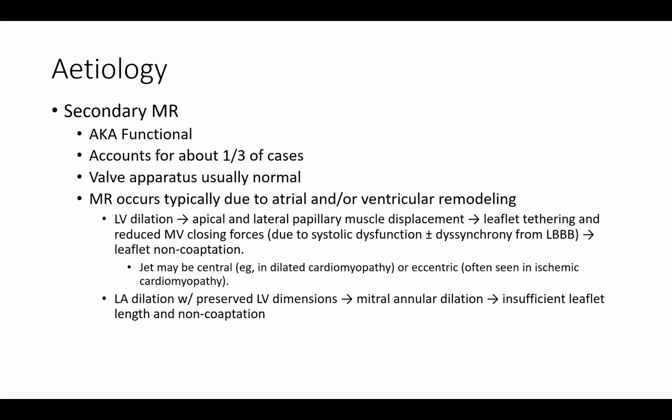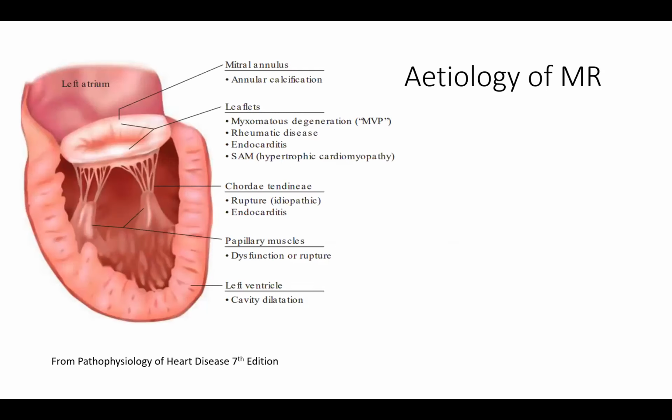When the left atrium dilates, if there are preserved left ventricular dimensions, then it leads to annular dilatation. Okay, so it's the left atrial dilation that leads to annular dilatation, while the left ventricle leads to displacement of the papillary muscles. Of course, if there's annular dilatation, there will also be insufficiency, the leaflets will be pulled apart again, and they cannot reach each other and coapt and close the orifice during systole.